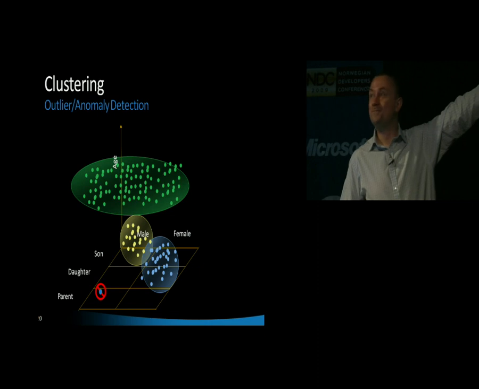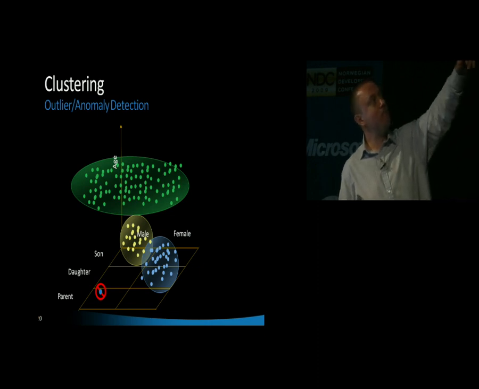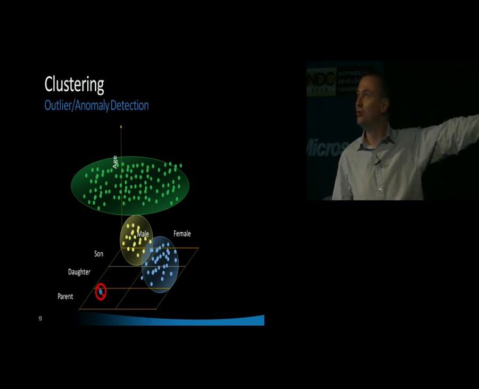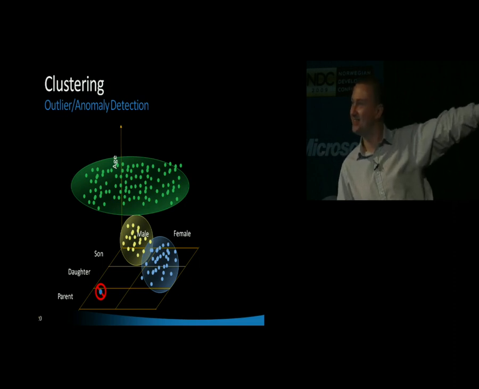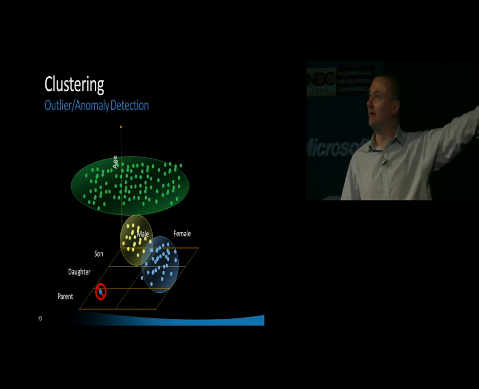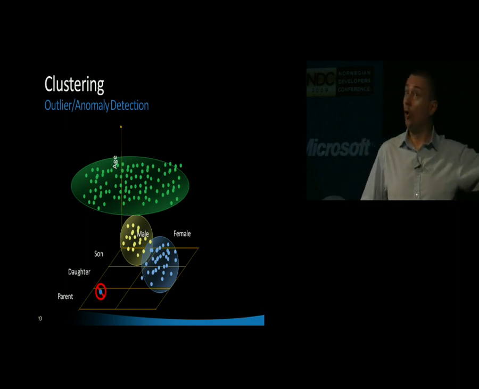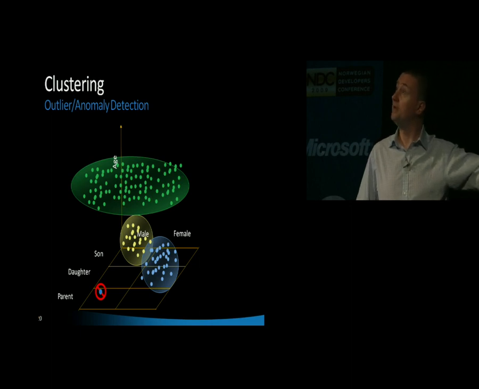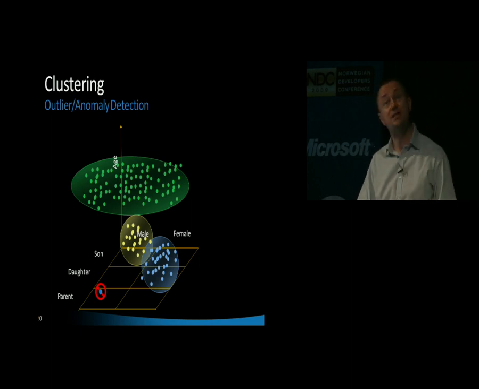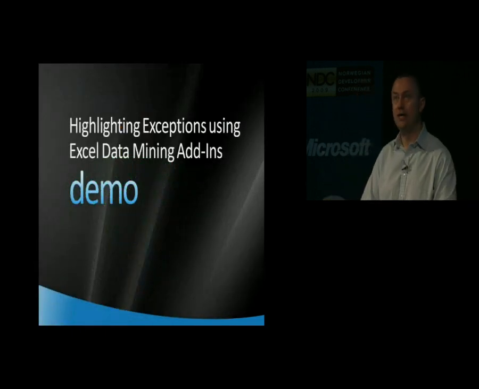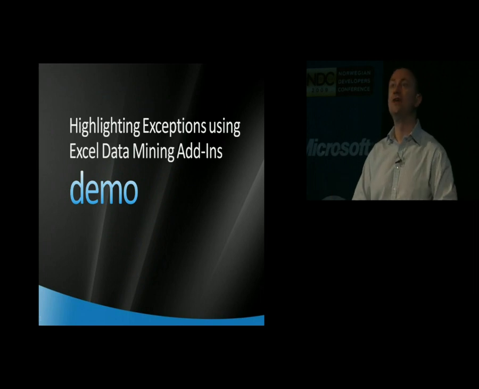What is it, by the way? That is a male parent who happens to be also a bit of a daughter and is young. So it's a young male parent who is a daughter. Can you see that? It wouldn't make sense. It's not in a real cluster. That's why it has been found to lie outside. Now, it's not always completely unusual. It can be a real data point, but it's not typical. Anyway, let me show you how you would do it, this time to simplify things using Excel.